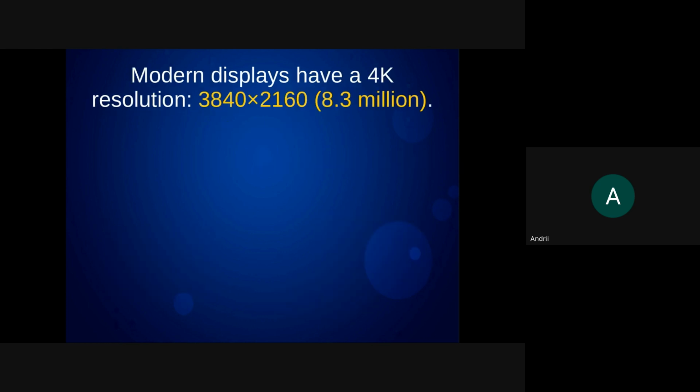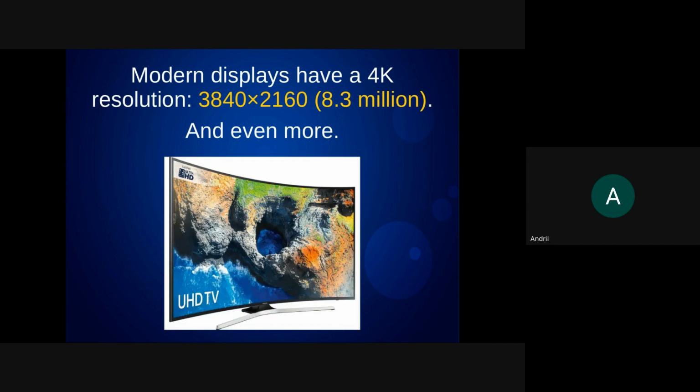Modern displays have a 4K resolution, which is usually 3,840 by 2,160. In general, it's in total 8.3 million pixels. Can you imagine? Just one screen. And even more. There are even 8K displays. So here's like a typical 4K monitor. They can be curved, they can be flat, different form factors.